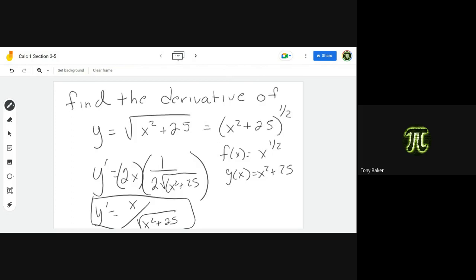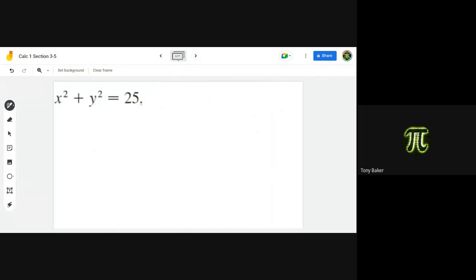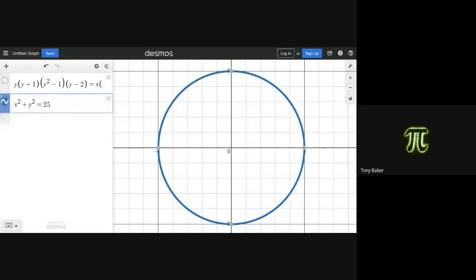All right. Anybody know what the square root of x squared plus 25 looks like as a graph? What about x squared plus y squared equals 25? That is a circle. So if I took this and solved it for y, plus or minus the square root of x squared plus 25, it gives you a circle.